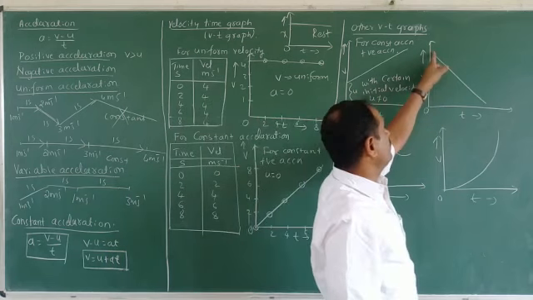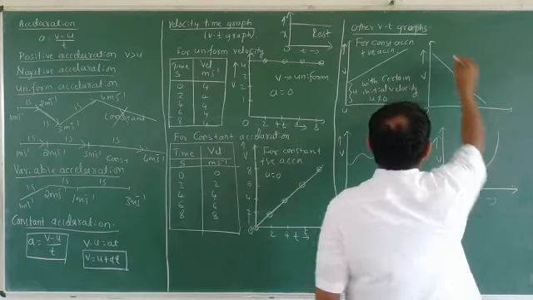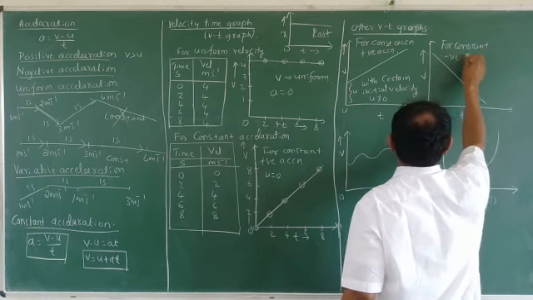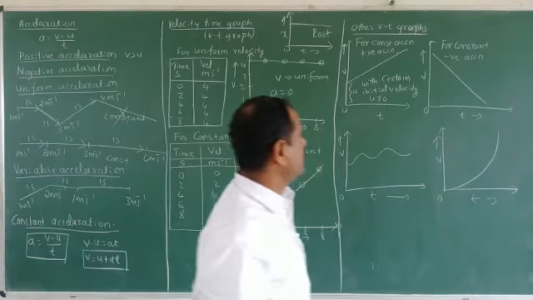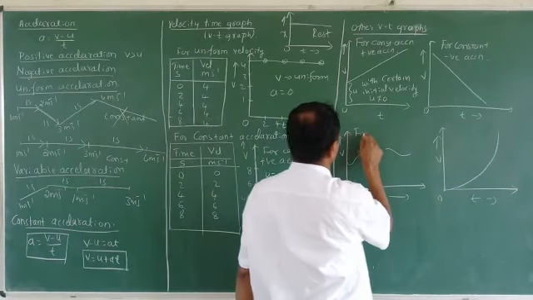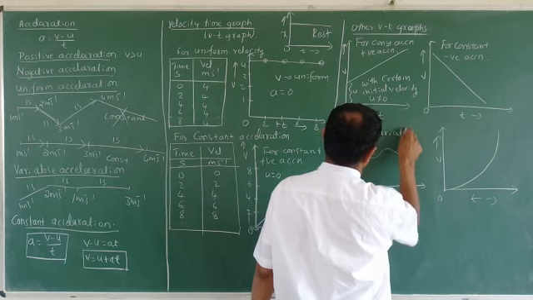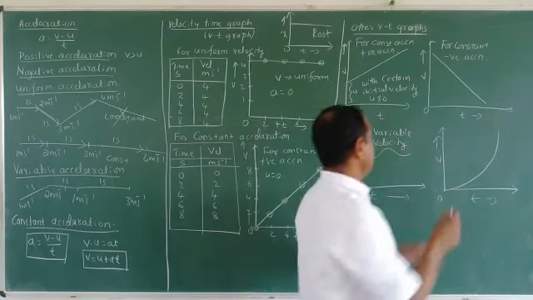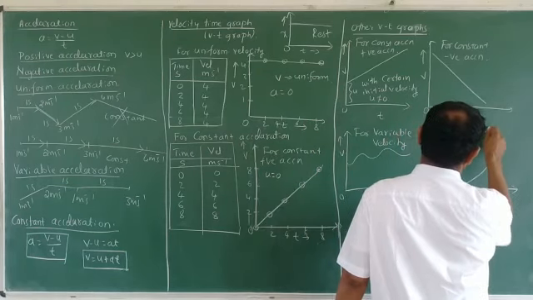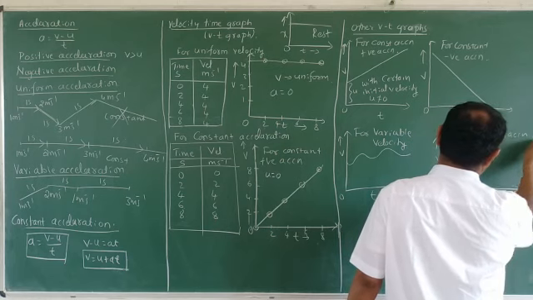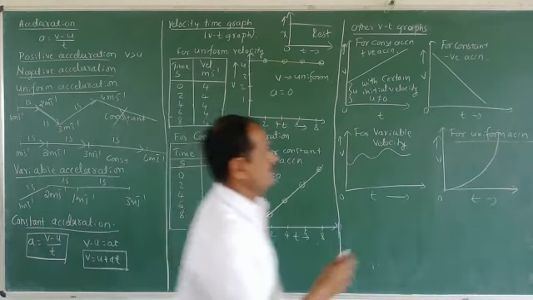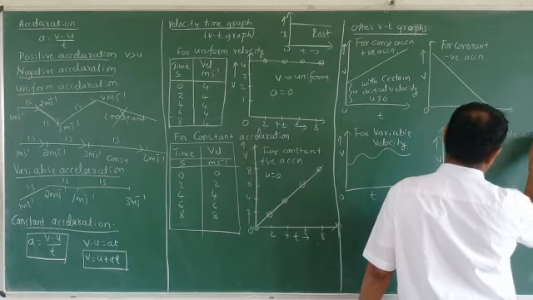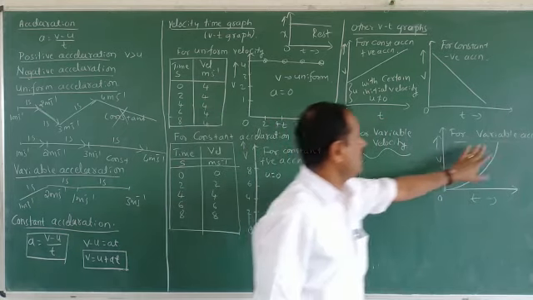Now this is the graph. Velocity goes on decreasing. This is for constant negative acceleration. This is for variable velocity. And this is for uniform acceleration. Sorry, this is for variable acceleration.